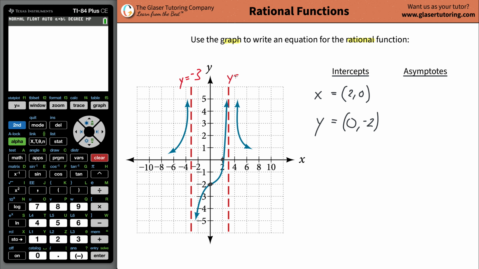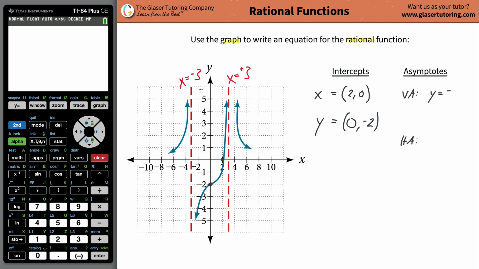And y will be equal to a positive 3. Okay, so those are the two vertical asymptotes. And I should have introduced that there's two types of asymptotes. There's vertical asymptotes, and then there's horizontal asymptotes. All right, so we have two vertical. So y is going to be equal to negative 3. And, oh, I did screw that up. That should be x.